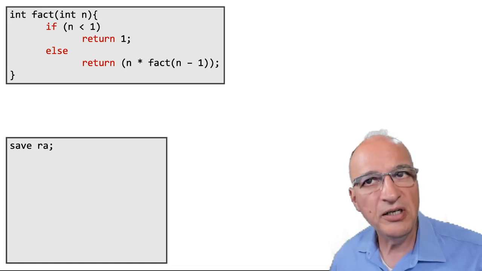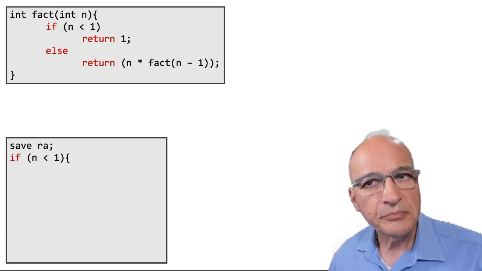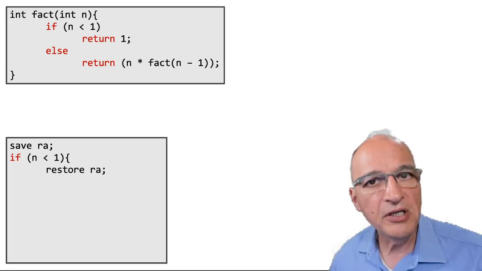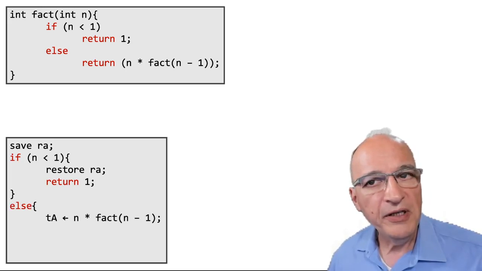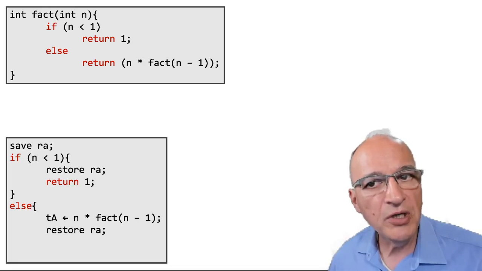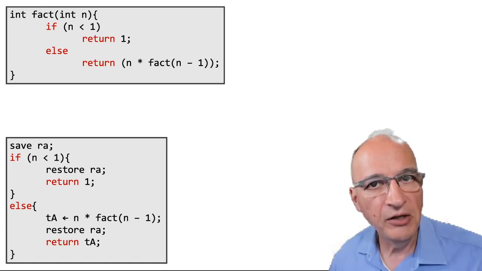Because this function is a recursive function, the first thing that I need to do is to save the value of the return address register. Next, I will be reproducing the code that I have there, but if I return from the function, I need to restore the value of the return address register, and then return the value that I should return. In this case it is 1. And if n is not less than 1, I need to compute the value of n times the factorial of n minus 1, and then I need to restore the return address register and then return that value.